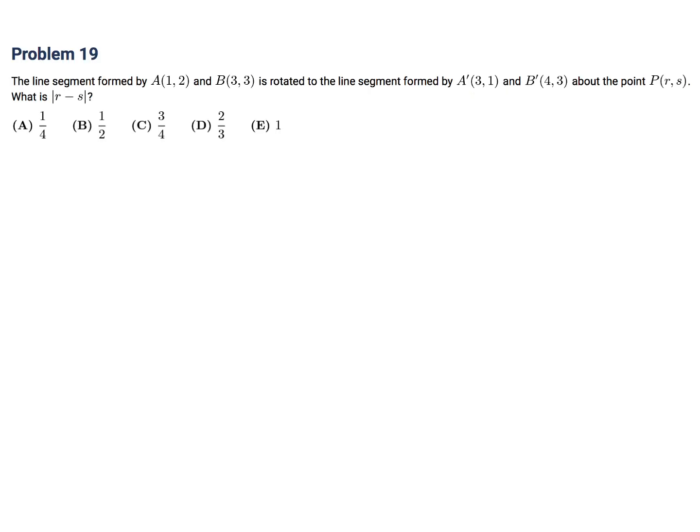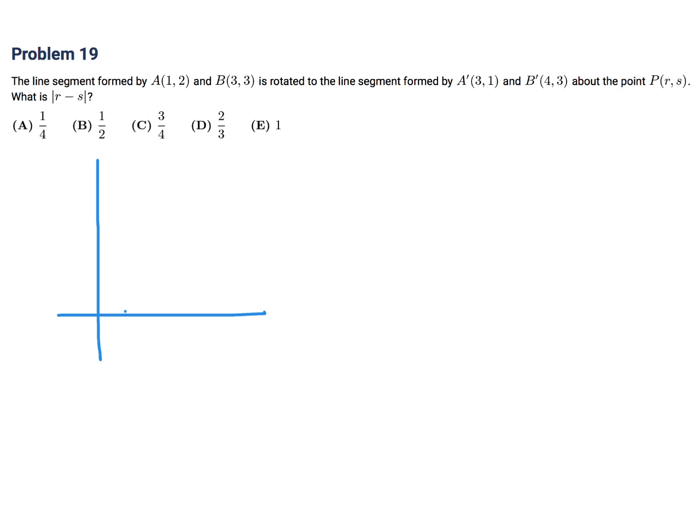The line segment formed by A(1,2) and B(3,3) is rotated to the line segment formed by A'(3,1) and B'(4,3) about the point P(R,S). What is the absolute value of R minus S? Let's make a diagram first and then try to understand this question. So here is our coordinate axes.